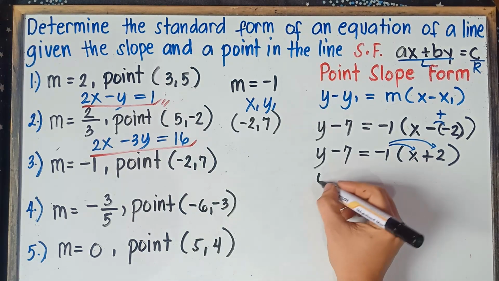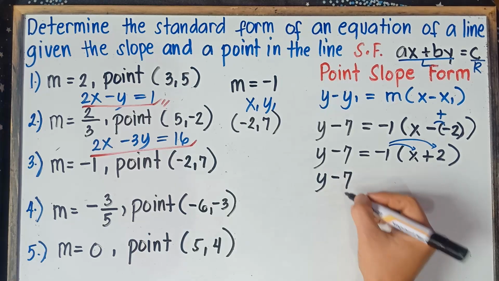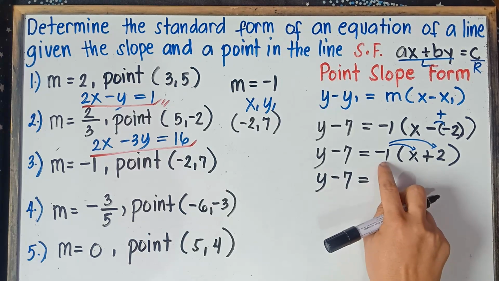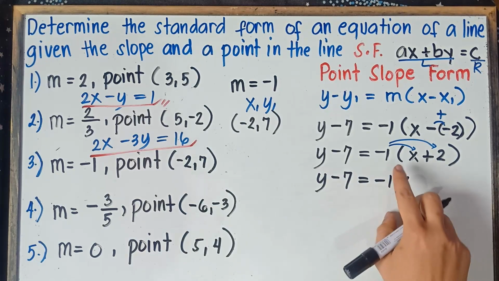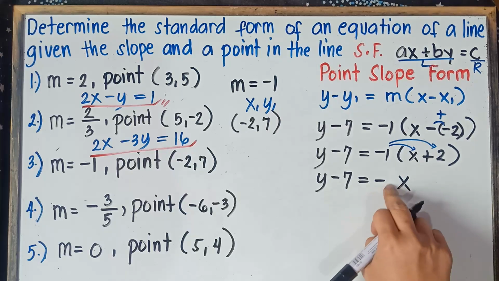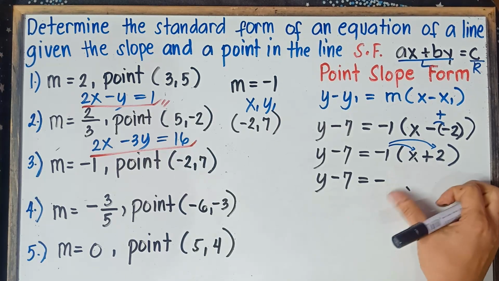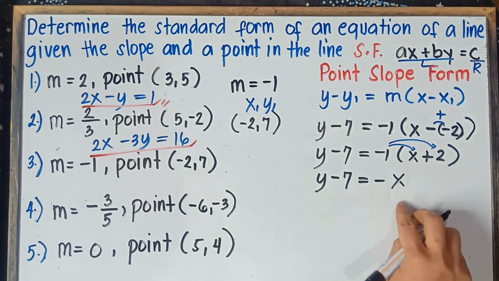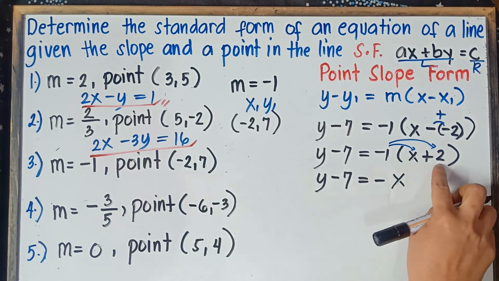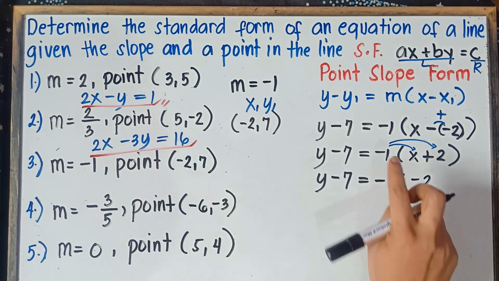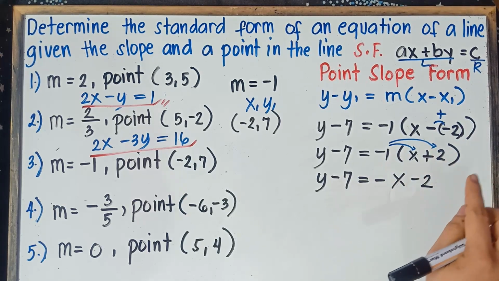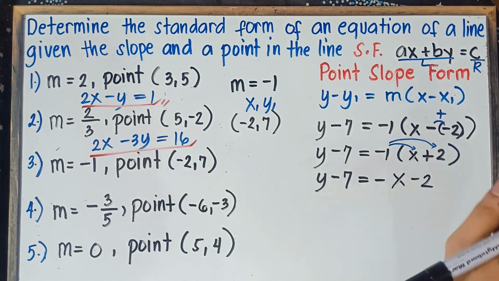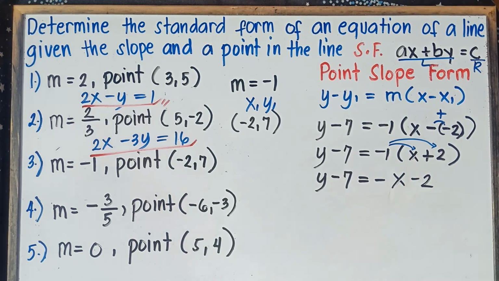So copy y, copy minus 7, copy equals sign, so negative 1 times x, that would be negative 1x, or that would be negative x. Understood that there's 1 here. So negative x, alright, and then negative 1 times positive 2, that would be negative 2. Negative times positive, that would be negative.